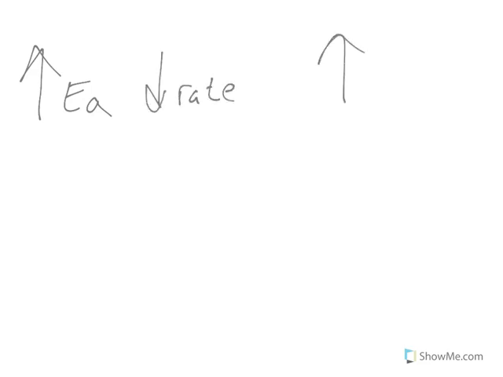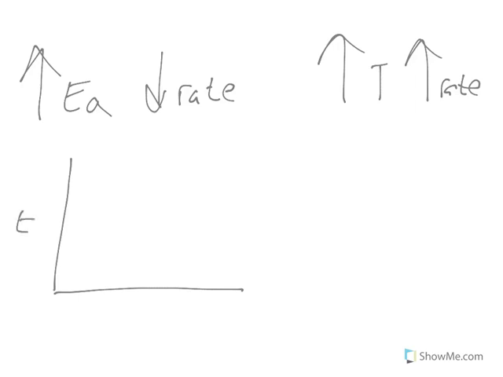All right, so let's talk about a few things. If we increase the activation energy, our rate is going to go down. If we increase the temperature, the rate is going to go up. So that's two things that we get from that Arrhenius equation. And what we can do with that is look at a reaction coordinate diagram. You'll see a lot of these in organic chemistry if you move on to that course.